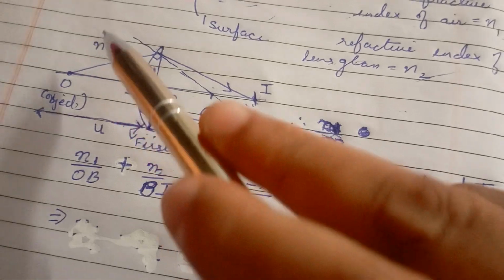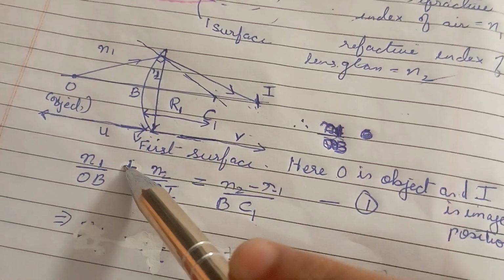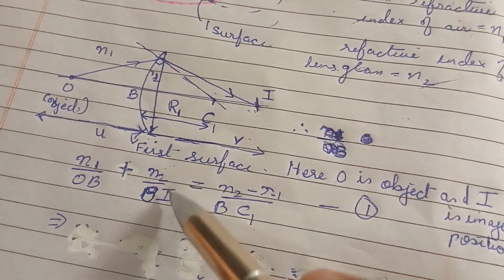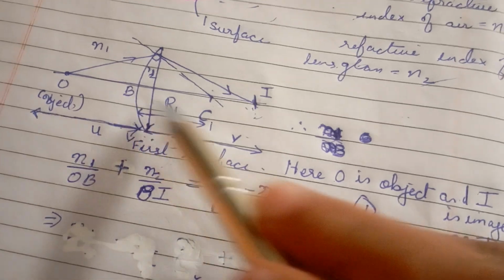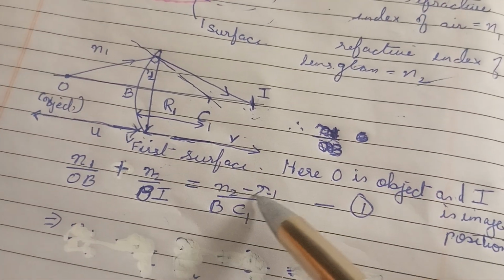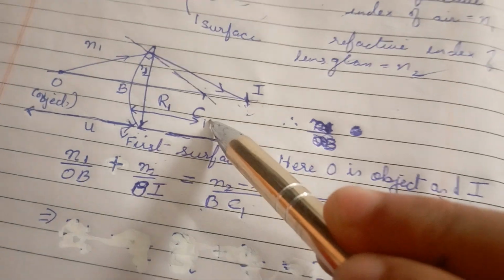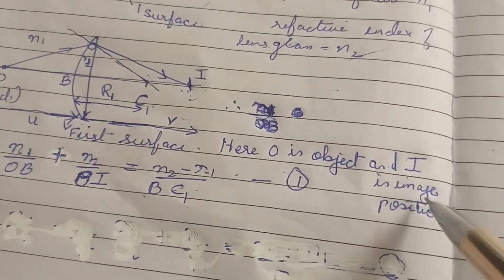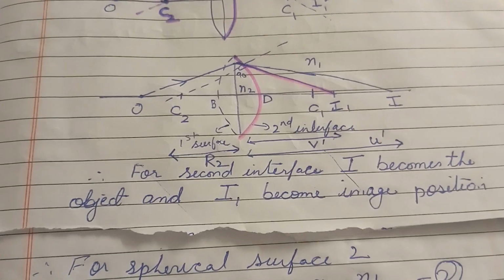So N1, where the object is placed, divided by OB, this is OB, plus N2, the refractive index of the glass lens, divided by BI, the image distance, is equal to N2 minus N1 divided by BCI, where BCI is the radius of curvature. Here O is the object and I is the image position. So now let us see the second surface.